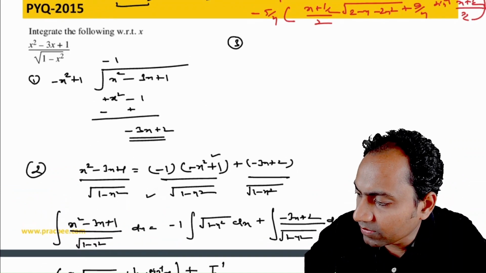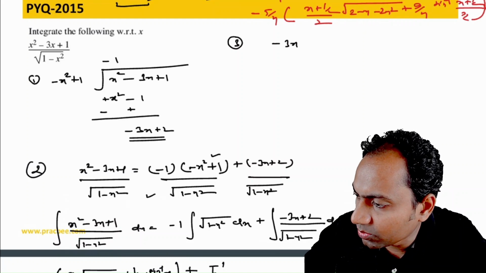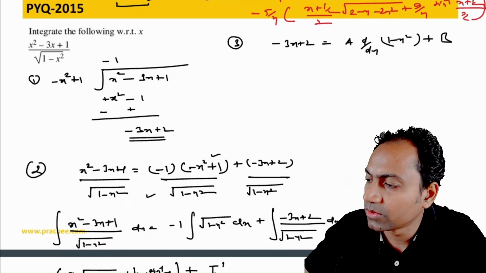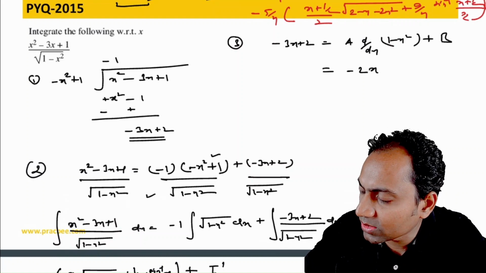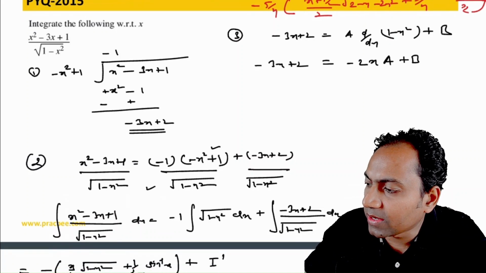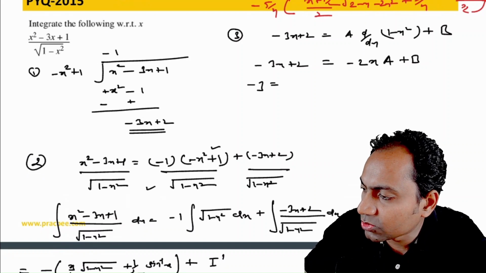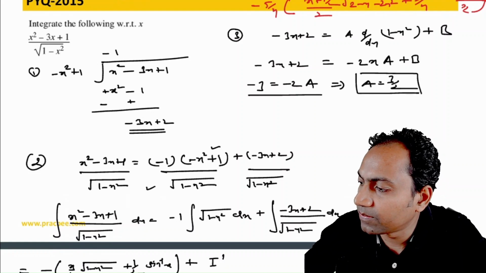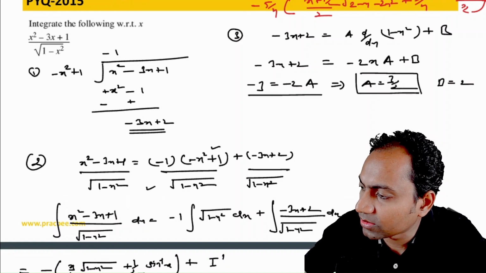So now what we will do for finding I dash is, you are going to put the numerator, the linear part, as nothing but a times d by dx of the denominator, not just the denominator, the quadratic in the denominator, plus another constant b. This is what we are going to do. And if I simplify this, this becomes minus 2x into a plus b. And if I compare the coefficients, what I can see is minus 3 should be equal to minus 2a. From here, the value of a comes out to be 3 by 2. And the value of b, if I check from here, comes out to be nothing but 2.